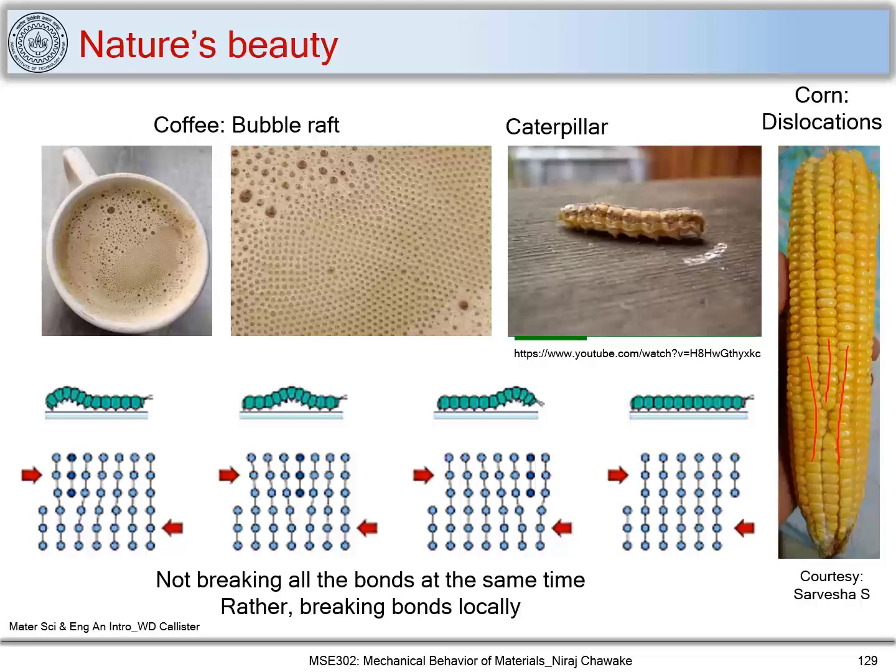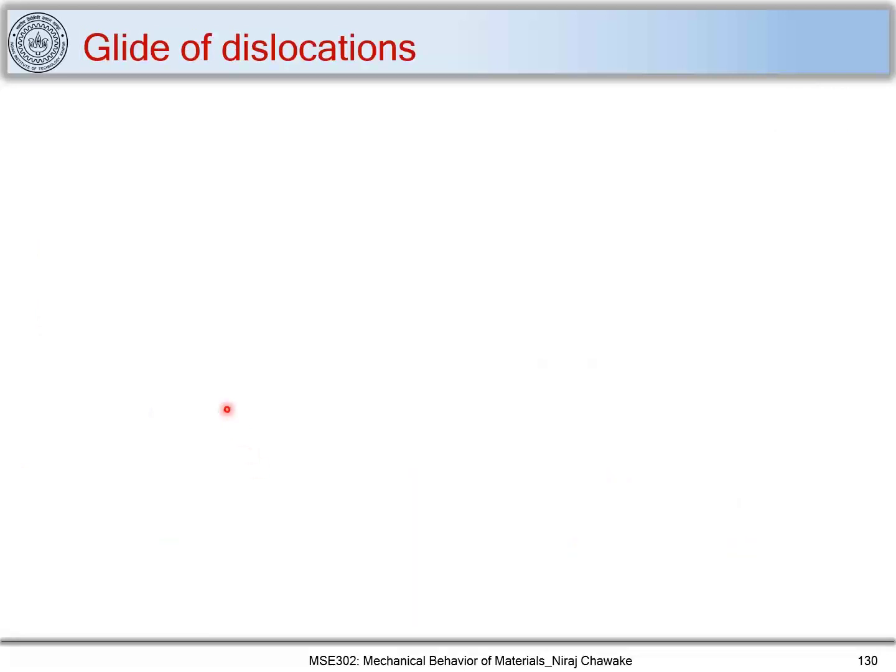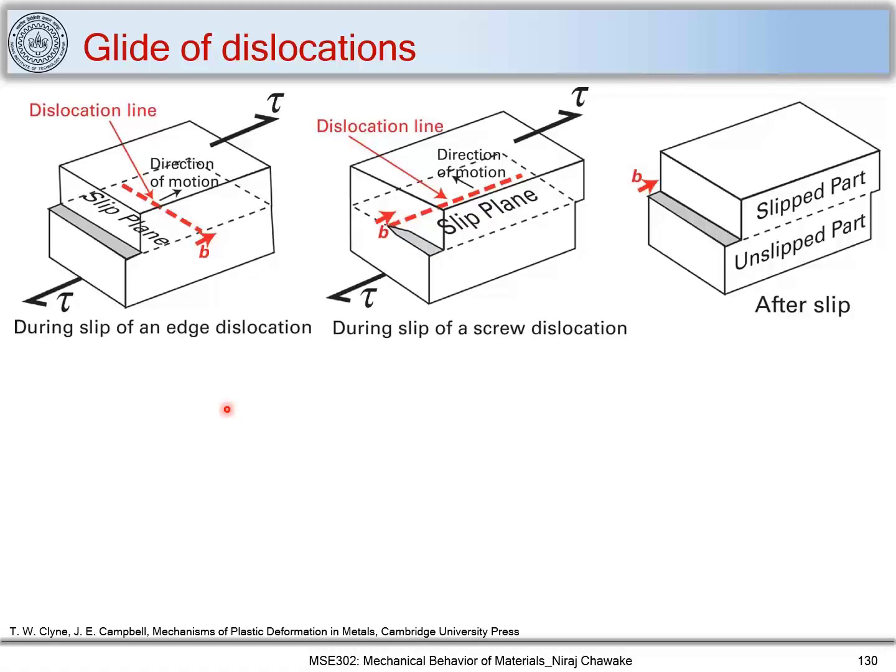Now coming to the motion of dislocations, let us consider the glide of dislocations. Here I have shown a pure edge dislocation and a pure screw dislocation, and when they move, there is a creation of a step by Burgers vector b. Let's consider this edge dislocation. This is a dislocation line marked by a red line, and this is a Burgers vector b, which is perpendicular to the dislocation line. Let me write it down. This is the t vector, and the Burgers vector is perpendicular to the dislocation line.